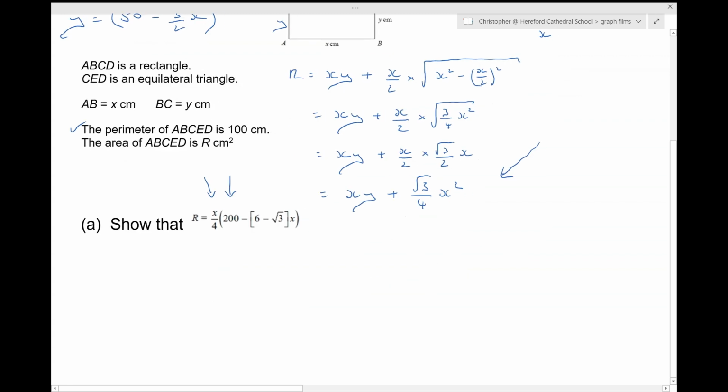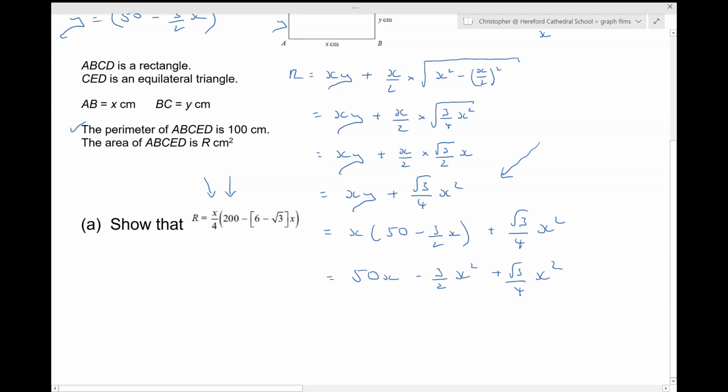So that's going to mean that r is x multiplied by 50 minus 3 over 2x plus root 3 over 4 x squared. Multiply out the bracket. 50x minus 3 over 2 x squared plus root 3 over 4 x squared.